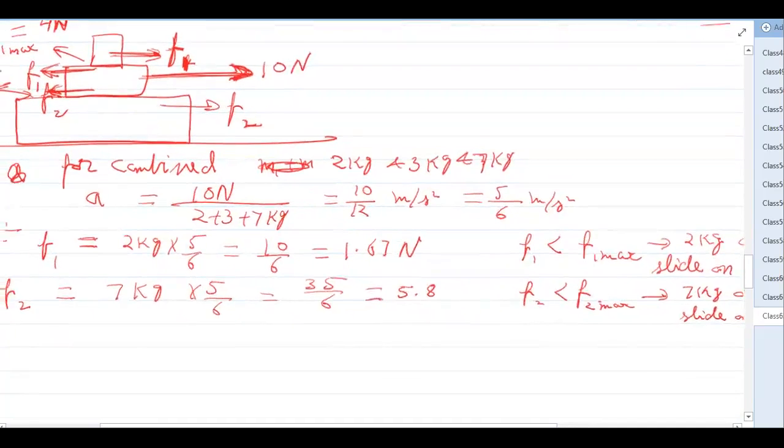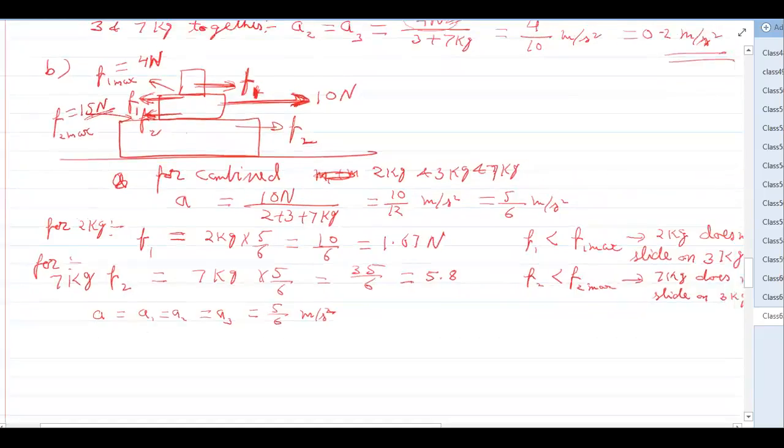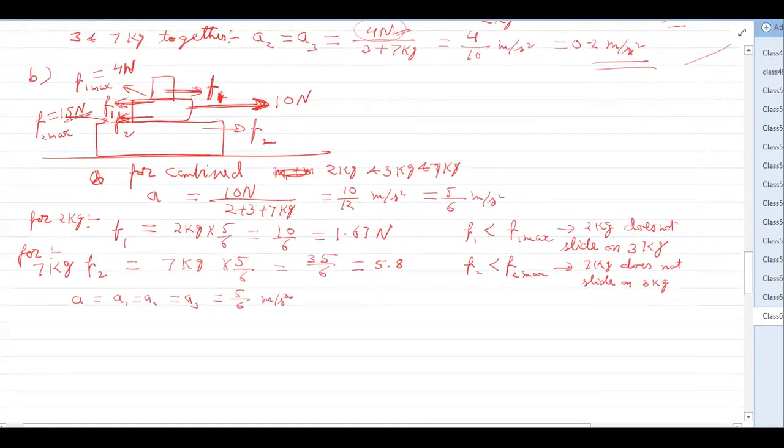So all the three will move together. So A equal to A1 equal to A2 equal to A3 is 5 by 6 meter per second square. So this much we are going to get. Okay, so this was when we applied the force on the middle one. Now we will see for the lower one.